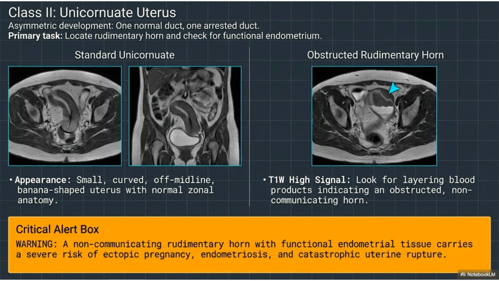Class 2, unicornuate uterus, results from asymmetric development. The primary task is to locate a rudimentary horn and check for functional endometrium. A non-communicating rudimentary horn with functional tissue carries a severe risk of rupture.